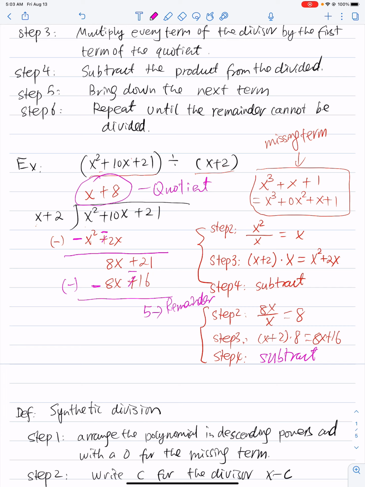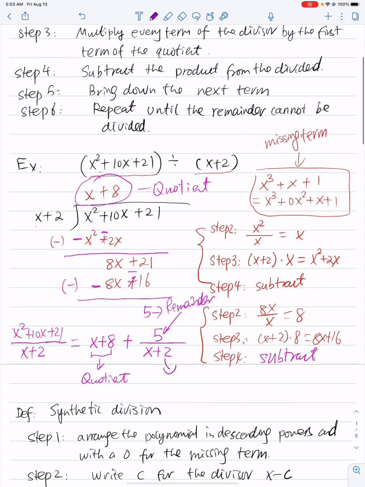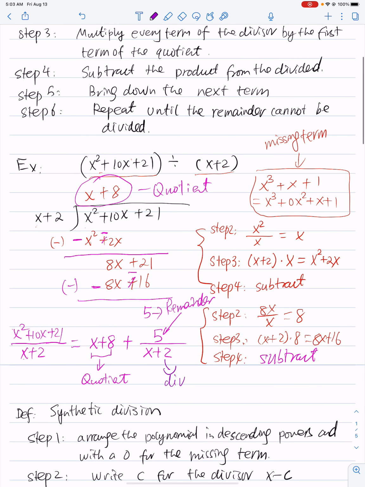Okay, so how could we write it? We write x squared plus 10x plus 21 divided by x plus 2. We can use fractions for division. What does this equal to? It's x plus 8 and plus what? 5 over x plus 2. So your quotient is right here, and your remainder is right here. And on top of your remainder, in the denominator is your divisor. Okay, so this is the long division.